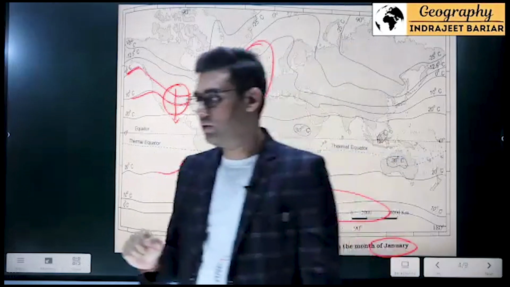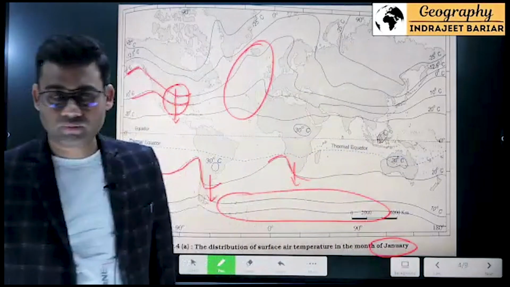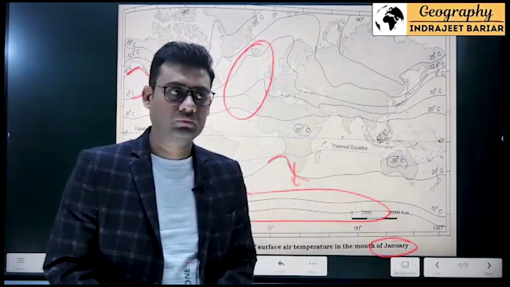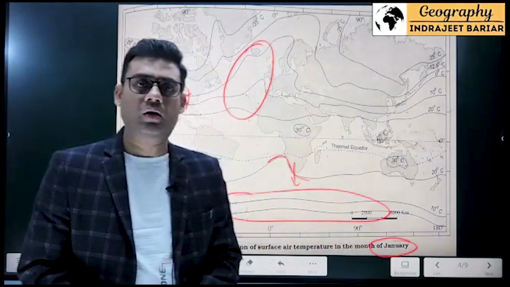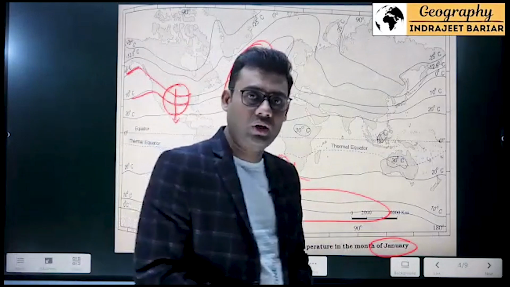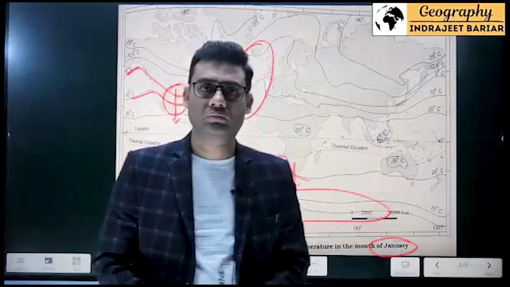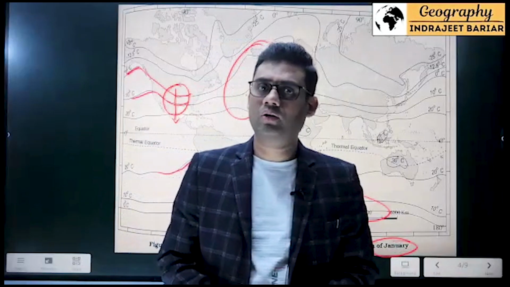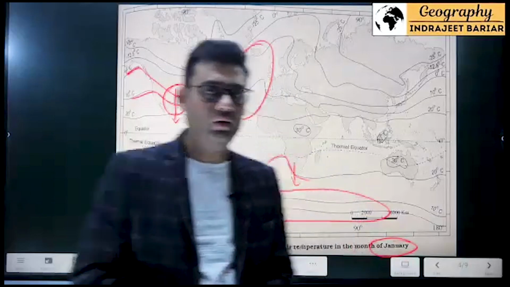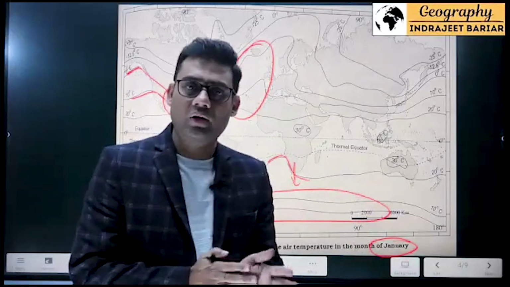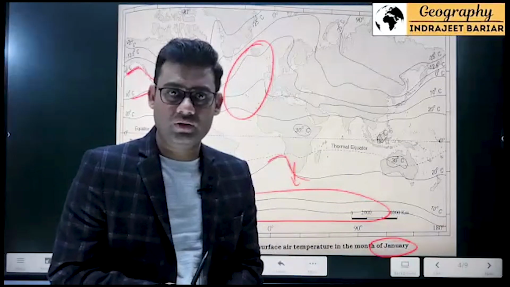In the northern hemisphere, isotherms are more irregular and closely spaced.